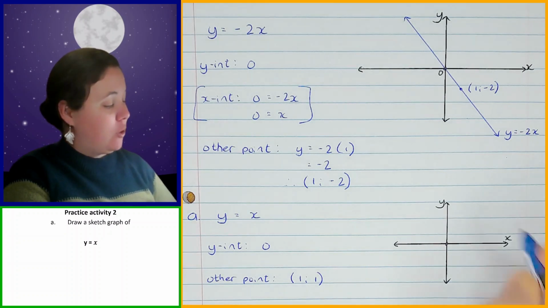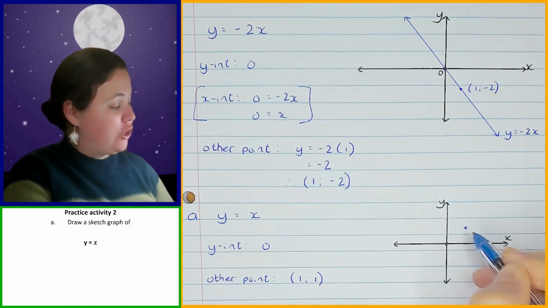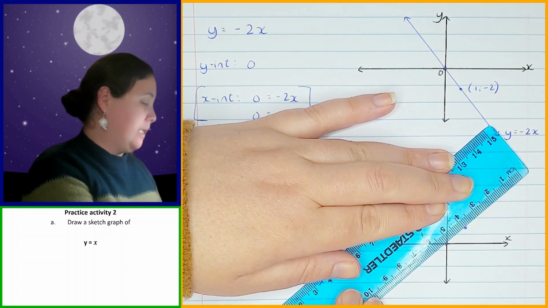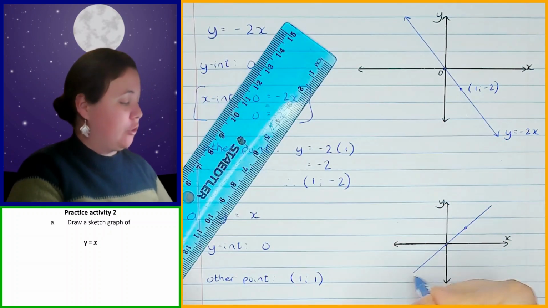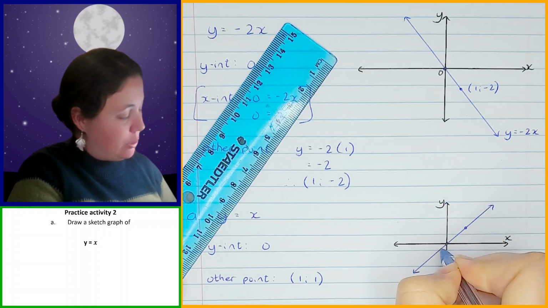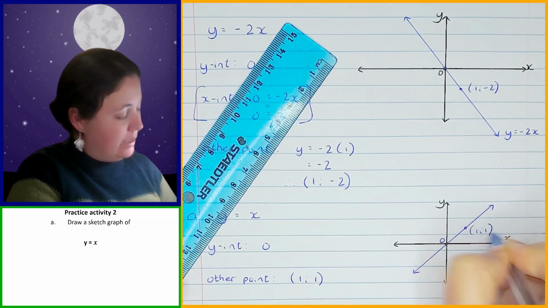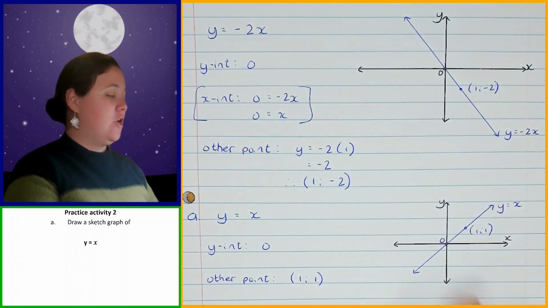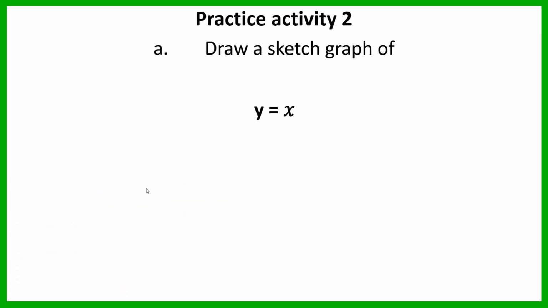Okay, so now I'm going to go and plot that over here. So I've got my origin and I've got my point 1, 1. I'm going to go and join those up to draw my graph. And then I need to go and make sure everything is labeled. So my origin, I've got the point 1, 1, and I've got my equation y equals x for that graph. So that you should have got for that question. Right, let's go on to question B. I'm going to give you 2 minutes to draw this one as well.